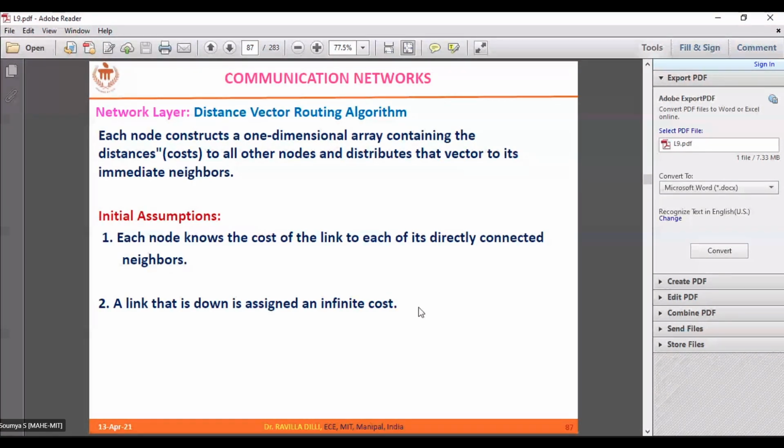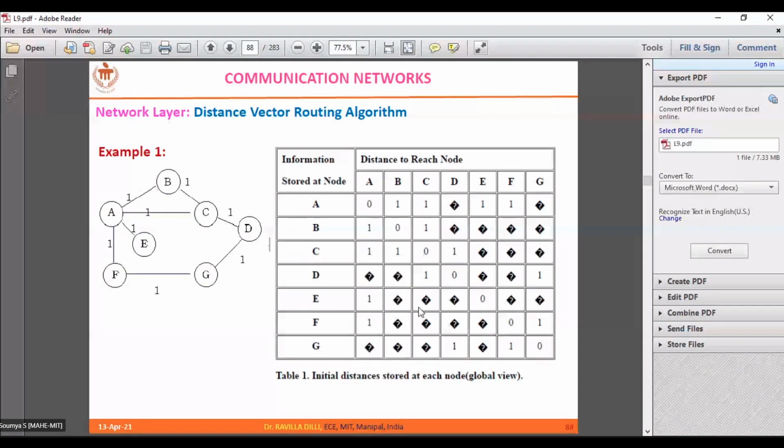Okay. Now look at this. This is the distance vector routing algorithm. Just observe here, this is the network that we have got. Fine. So what is the information that will be stored at each node? A, B, C, D, E, F, and G. Right. So what does A have?